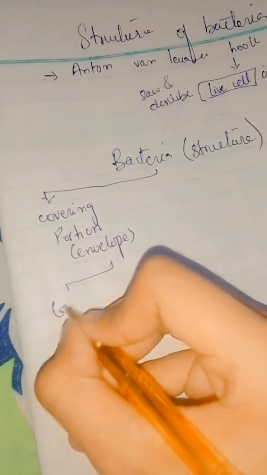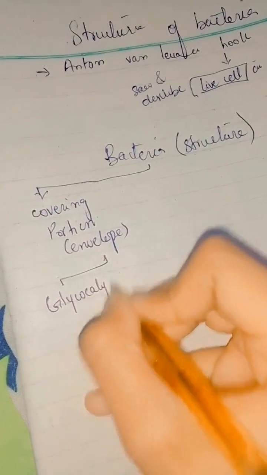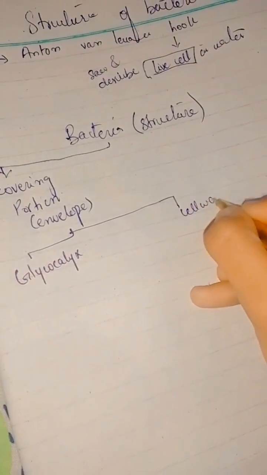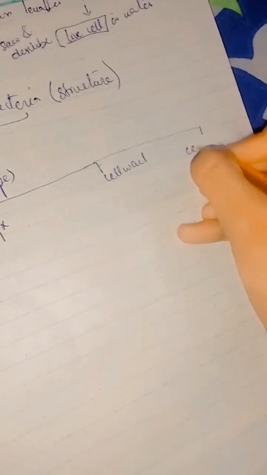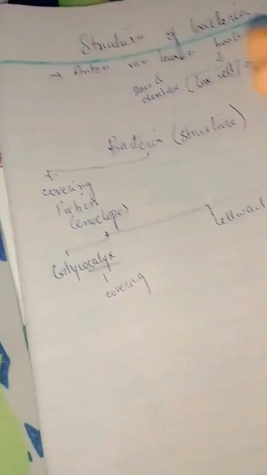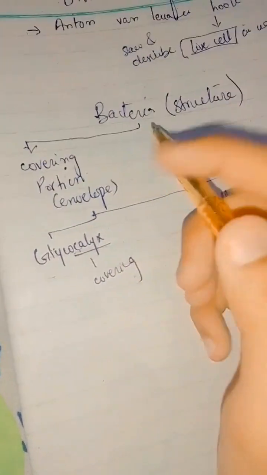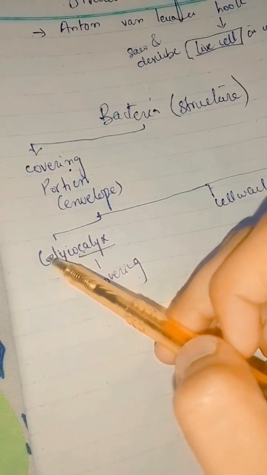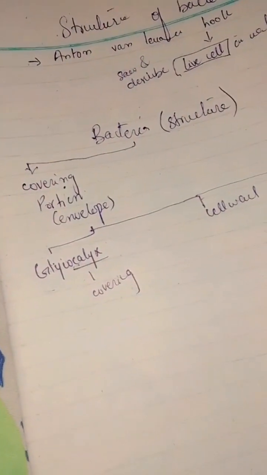First is glycocalyx, second is cell wall, and third he described the cell membrane in the covering portion. First is glycocalyx. Calyx basically means a covering, and it is an outer covering. We'll be discussing all these in detail. First of all, just an intro: glycocalyx basically means a covering, and glyco comes from carbohydrate.